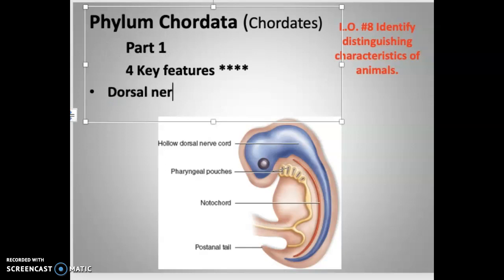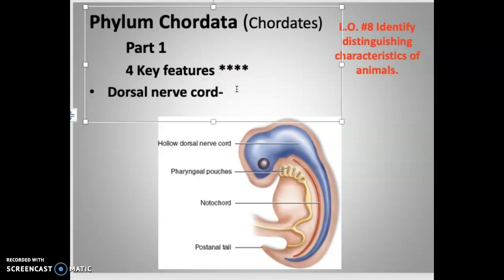All right, so the first key feature to mention for phylum Chordata is that everybody in this phylum will have a dorsal nerve cord. This is a structure that is present during embryological development, and you can see it in the picture right below. This blue thing goes all the way down here. That big blue structure, that is a dorsal nerve cord.